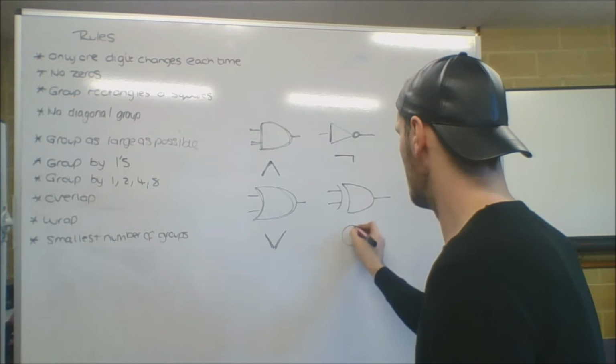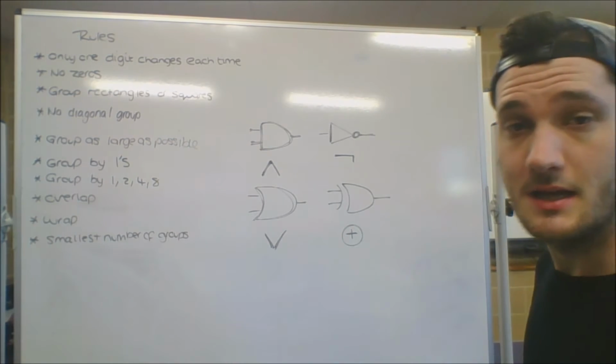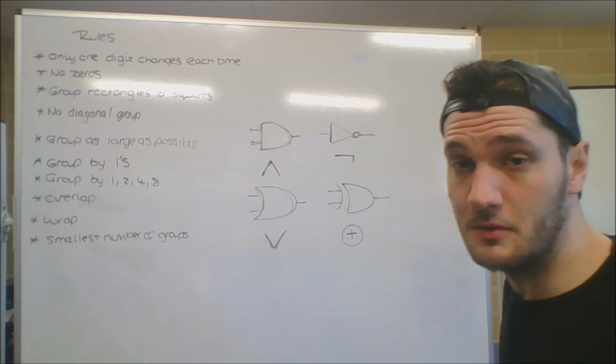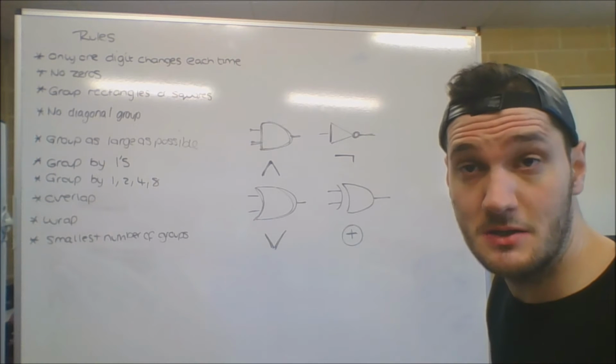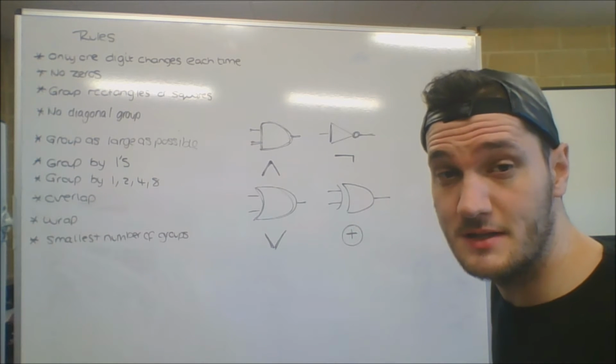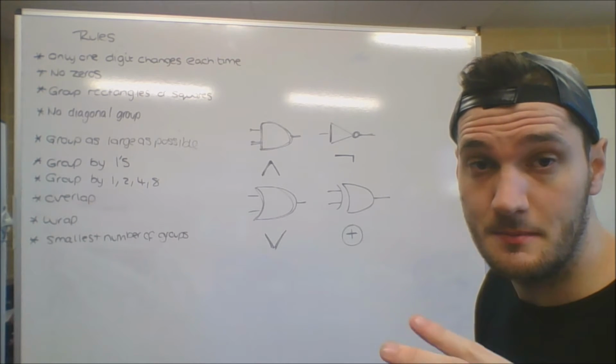And your exclusive OR looks like a circle with a plus in the middle. So they are your basic Boolean algebra symbols. What I'm going to do is continue this lesson. I'm going to rub this off the board and cut to going over our first simplification of Boolean algebra. Hope this has been helpful so far.